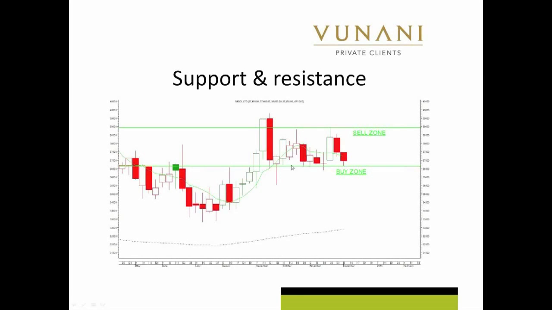Now, here's a small example of a ranging share that has a very definite horizontal support and a horizontal resistance. Guys are normally coming in here, taking their money off at the top. And this could carry on for quite a while. This is a very basic interpretation of support and resistance.